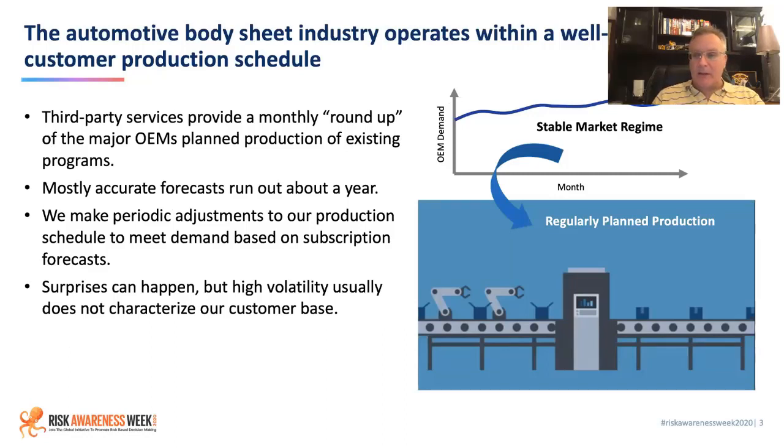Let me describe the environment in which we work first. Novellus is one of the largest flat-rolled product suppliers of aluminum to the automotive body sheet industry. Most of our clients are very stable in terms of their demand profile. They have a predefined production schedule, and we match our production schedule to that on the basis of a periodic roundup that we receive from a few different third-party services that tell us what the next few months of production will look like over the coming year or so. These forecasts are actually pretty accurate. Of course, we do have a couple of surprises every now and then, but for the most part, we have a stable demand on our products, and a pretty regularly planned production schedule that meets that.